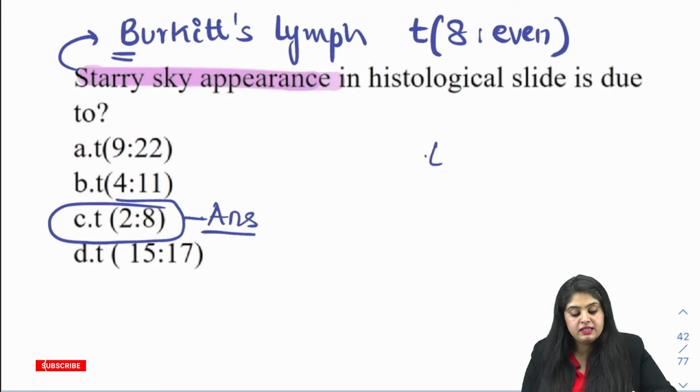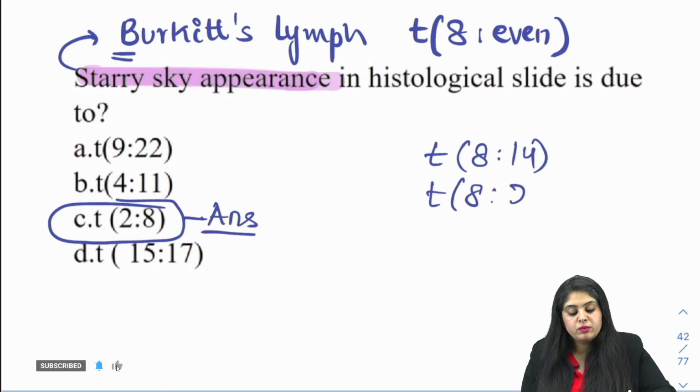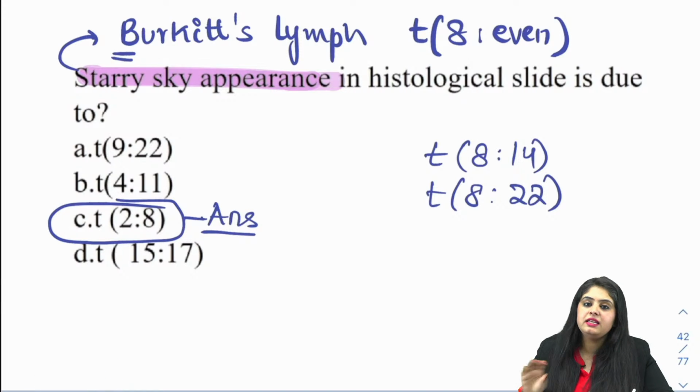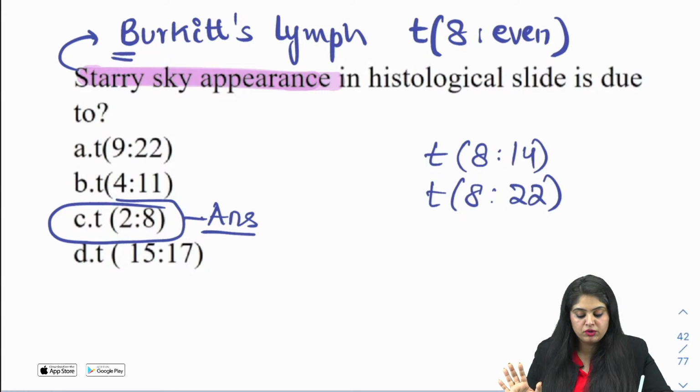This could have been anything. It could have been 8 and 14, it could have been 8 and 22, it could have been 8 with any even number on this planet. I'm not bothered what the other number is, as long as it's an even number, and 8 is along with it. So 2 and 8, an even number.